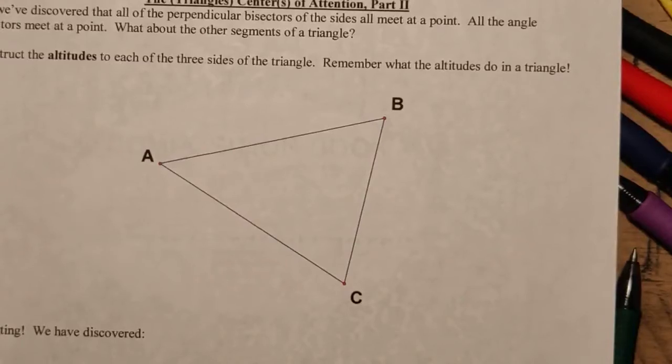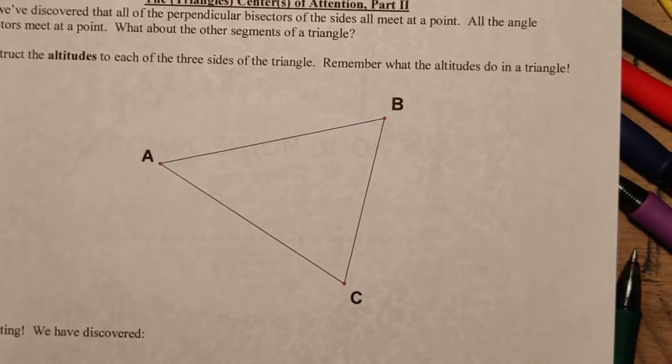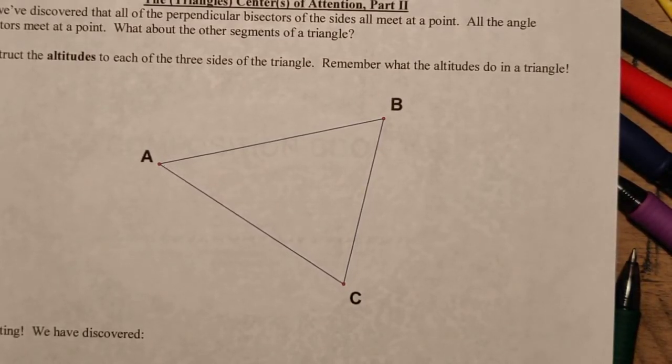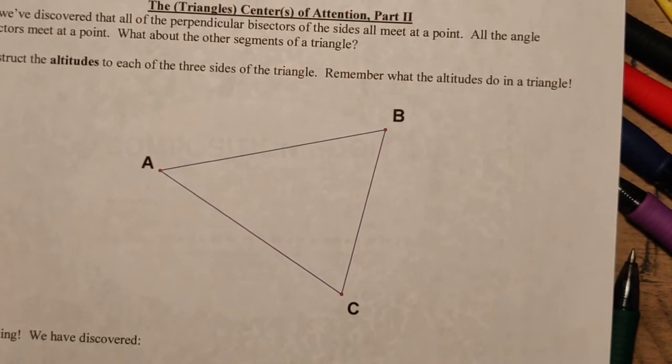All right, ladies and gentlemen, welcome back, and this is going to be the last of our triangle centers here. We've looked at the incenter and the circumcenter, the intersections of the angle bisectors and the perpendicular bisectors respectively. Now we want to see, can we do this with other things? Okay, so let's give this a go. We're going to construct altitudes now.